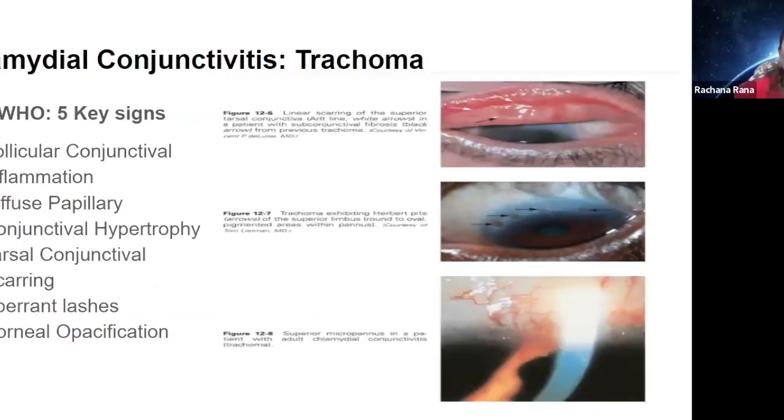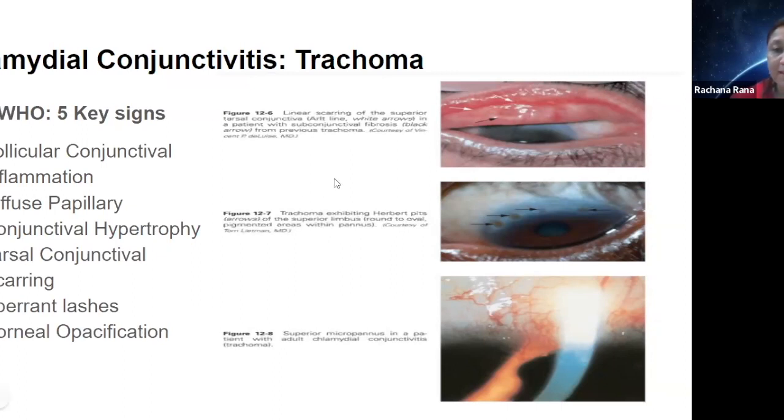So another topic is trachoma, which is caused by chlamydial conjunctivitis. According to the WHO, we have 5 key signs of trachoma: follicular conjunctival inflammation, diffuse papillary conjunctival hypertrophy, tarsal conjunctival scarring, aberrant lashes, and corneal opacification.